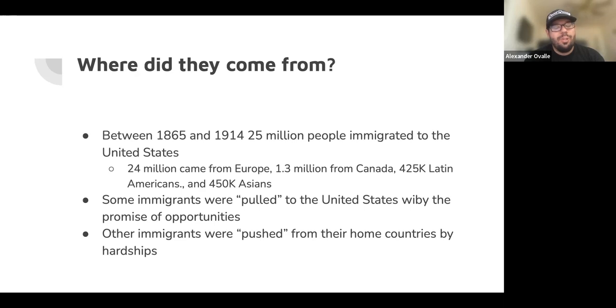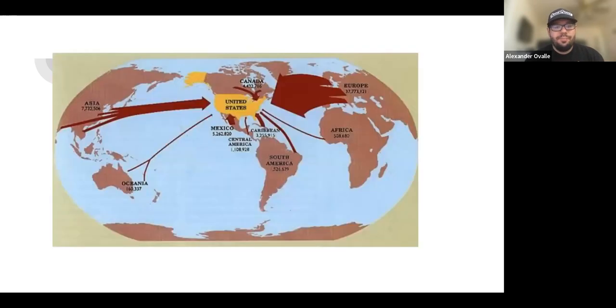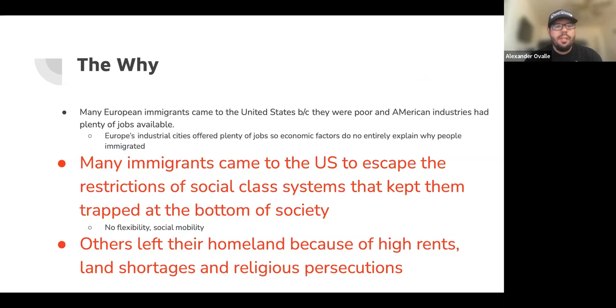Some immigrants were pulled to the United States with the promise of opportunities. Other immigrants were pushed from their home countries by hardships they were going through. So, pull factors are what brought them here, and push factors are what pushed them here as well. Here's a map, a rough estimate of the numbers of where these new immigrants were coming from.